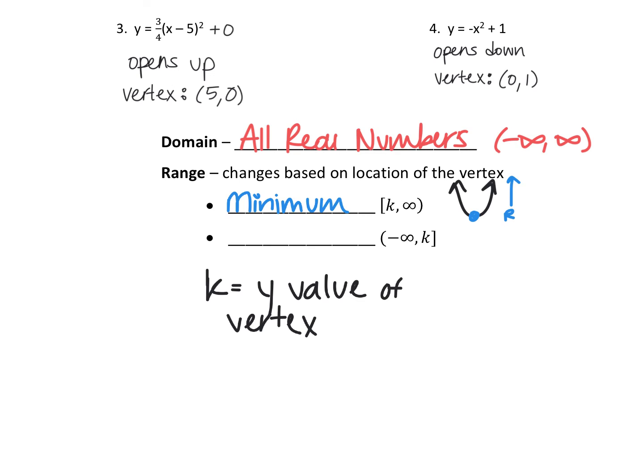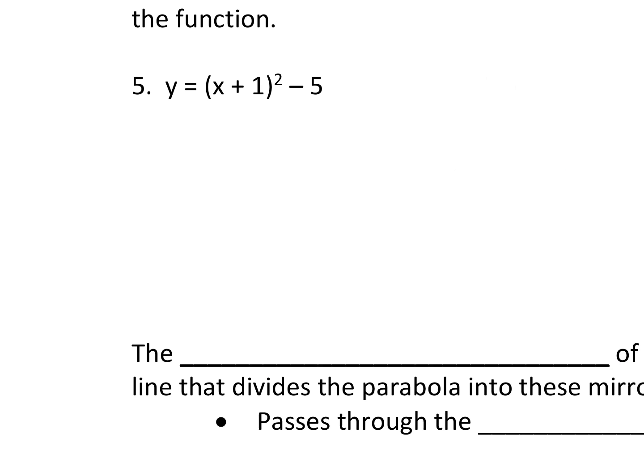Check your next one. You have, if it's a maximum, meaning that it's flipped this way, then my vertex is at the top, which is why it would then go from -infinity to k. Another way to say this would be like y values. This one will be greater than or equal to k. This one is y values less than or equal to k. Same thing as putting it in the brackets and parentheses and stuff.